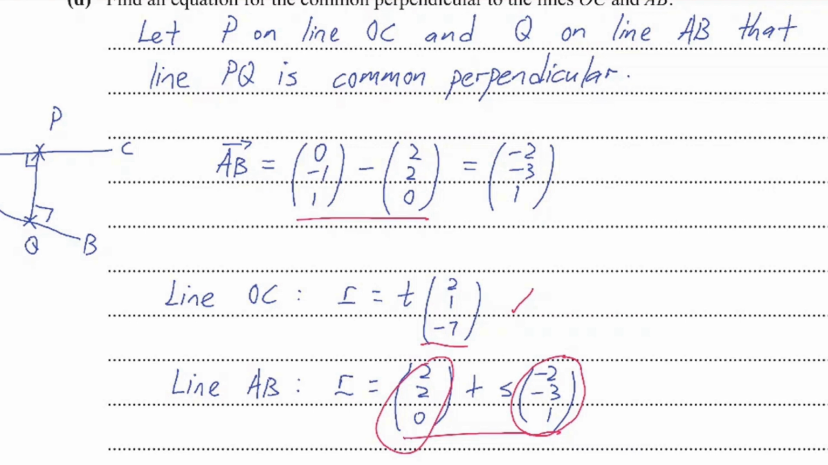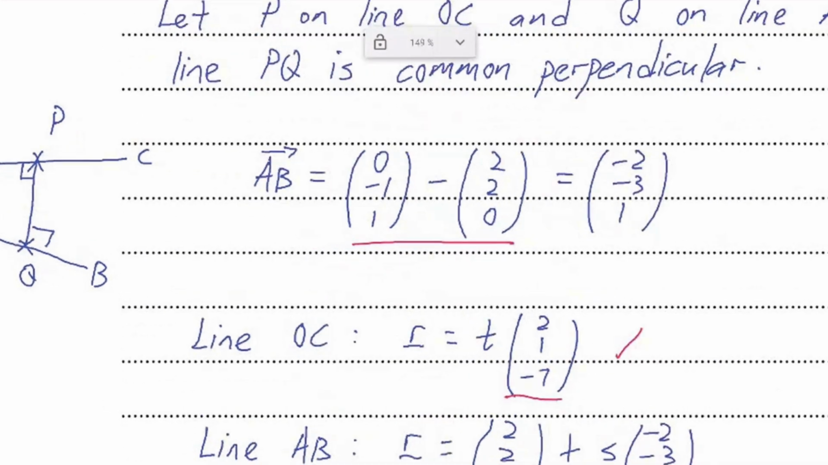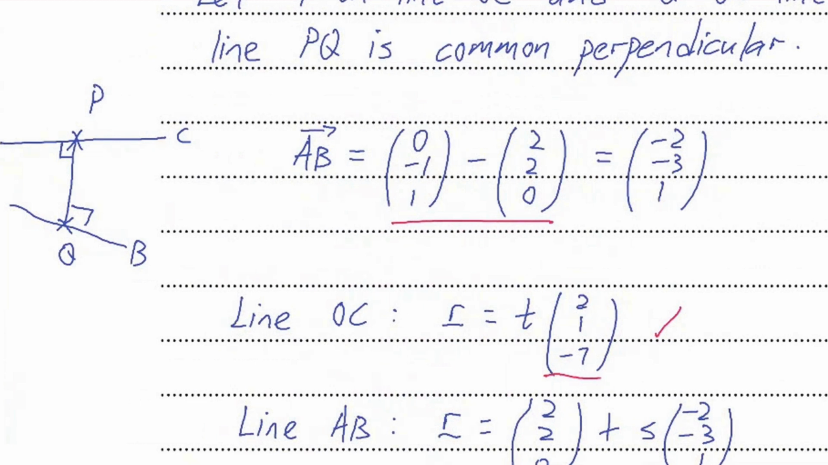But the idea here is, what is a common perpendicular? The common perpendicular is something like this. There are two skew lines such that, let's say on OC we have a point P, and on the line AB we have a point Q, such that the line PQ is perpendicular to both of the lines, OC and AB. This is something we can relate back to skew lines, when we want to find the distance between the two skew lines.